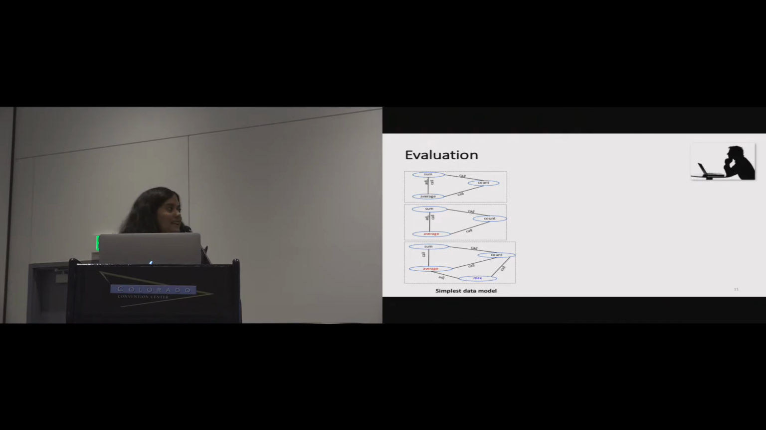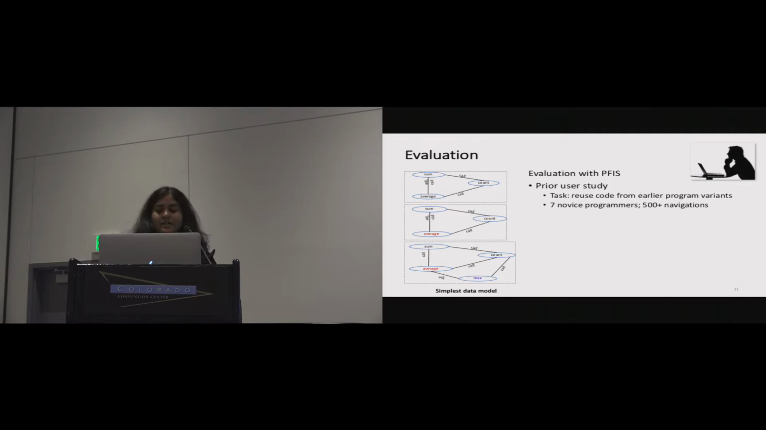And so we evaluated this really, really simple data model, which is PFIS. And to do this, we used data from a prior user study. And in this case, the participants were asked to reuse code from prior variants of a program. And we did this with 7 novice programmers because novices do exploratory programming all the time. And we got about 500 plus source code navigations. That's how many we predicted. And for accuracy, we used hit rate as a measure, which basically is the percentage of times the actual navigation was predicted by the model in its top 10 predictions.